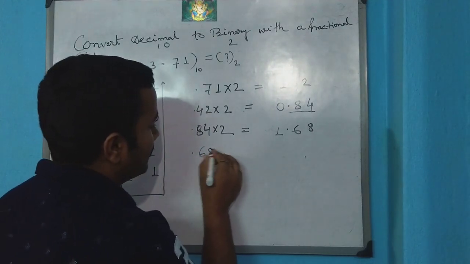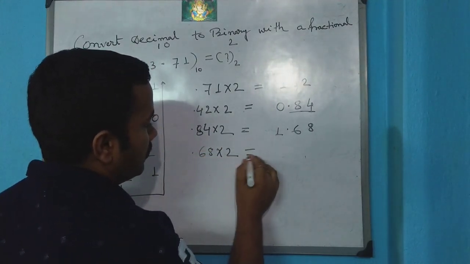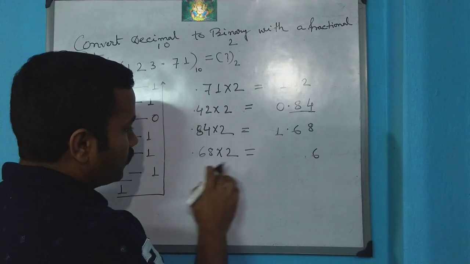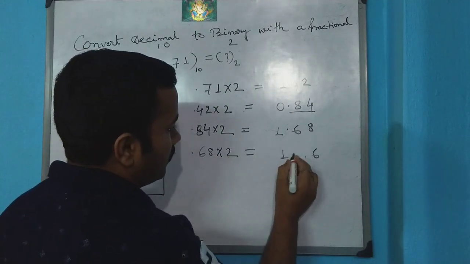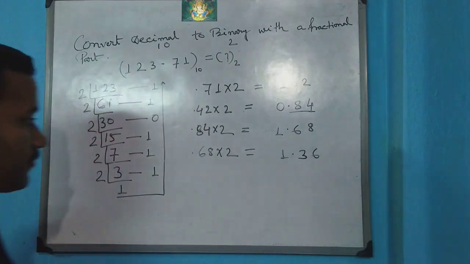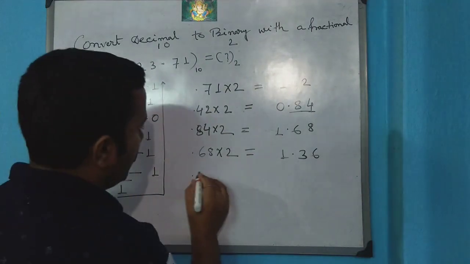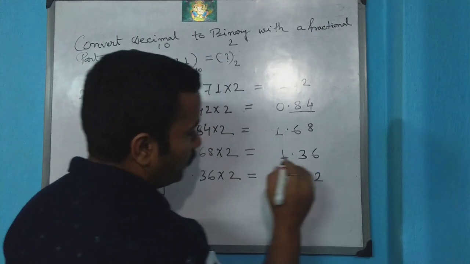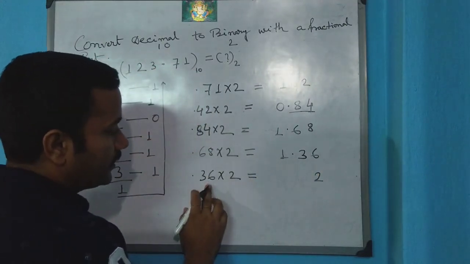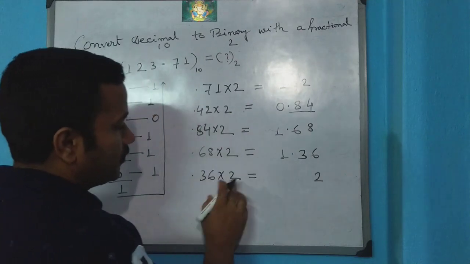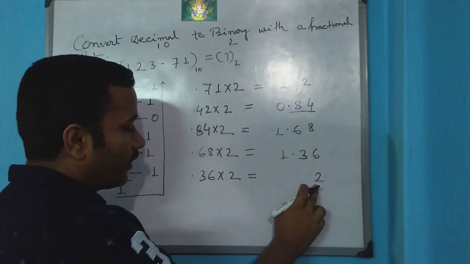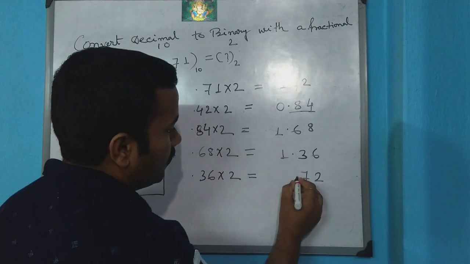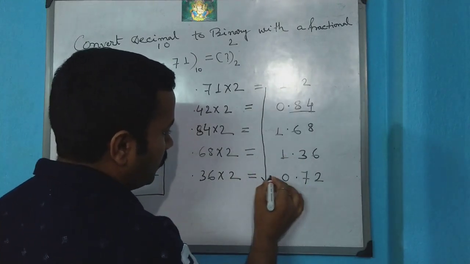Same, 0.68 into 2: 8 twos are 16, carry 1; 6 twos are 12, plus 1, so 1.36. 0.36 into 2: 6 twos are 12, carry 1; 3 twos are 6, plus 1 is 7, so 0.72. So here it goes upward to downward.